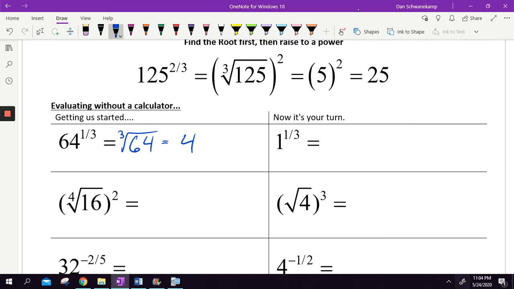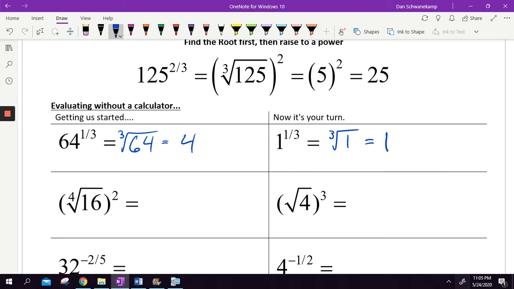All right, so 1 to the 1/3 power. That is like the cube root of 1. Or in other words, some number multiplied together 3 times is going to get me 1. What number multiplies together 3 times to get me 1? The answer is 1. 1 times 1 times 1 gets me 1.